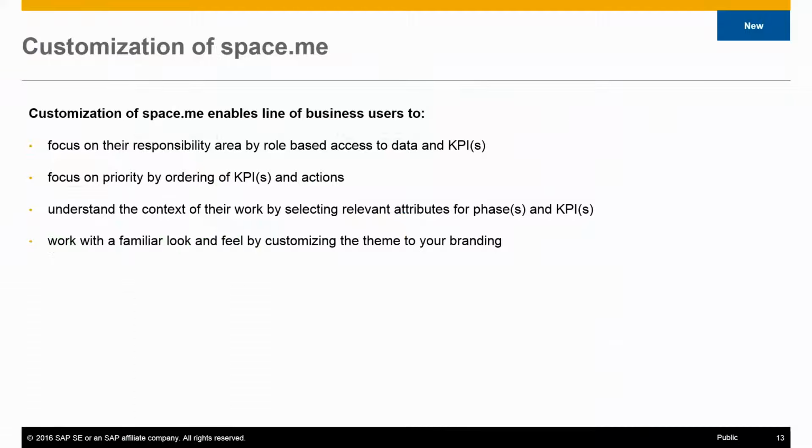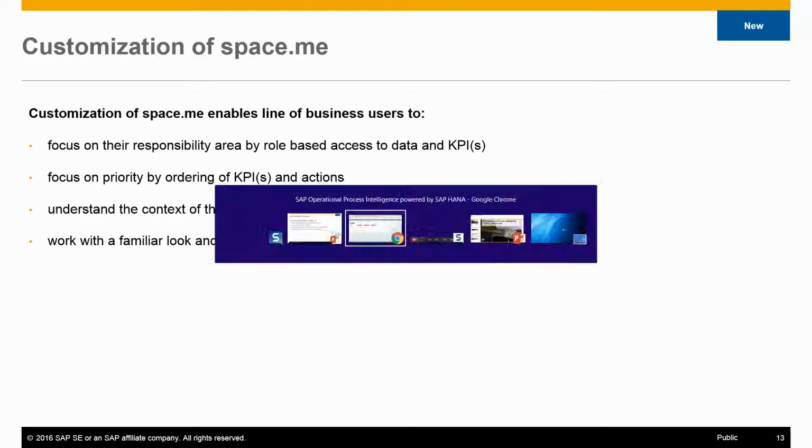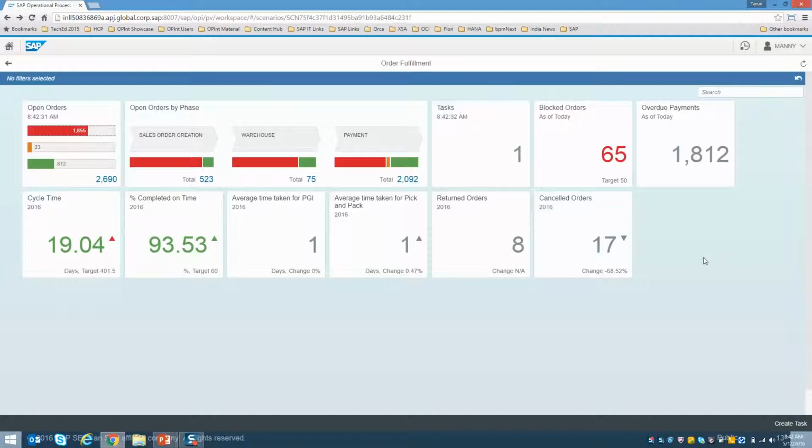The second is focus on priority by ordering of tiles and actions. So here what I want to convey is, right? The ordering plays a very critical role. So this is customizable, based on your role. And if you can see, blocked orders are critical because they're actionable. Overdue payments are critical because they're actionable. And it takes priority over, let's say, returned orders, canceled orders. And it is possible to customize it with this.